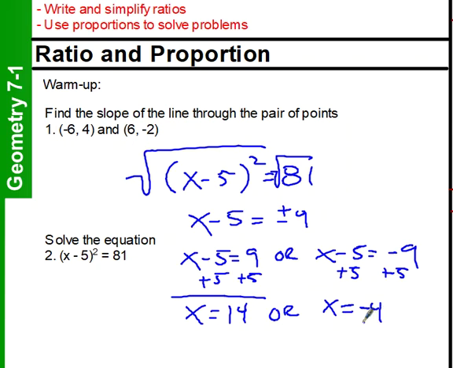Now let's just double check, because this may not be the most intuitive thing in the world. Let's plug in -4 for x. So we have -4 minus 5 squared. Well, that's -9 squared. Well, -9 squared is in fact 81. So if what's in the parentheses is negative, the squared will turn it positive. Obviously 14 minus 5 is 9, squared is 81 as well. So we have our answer.